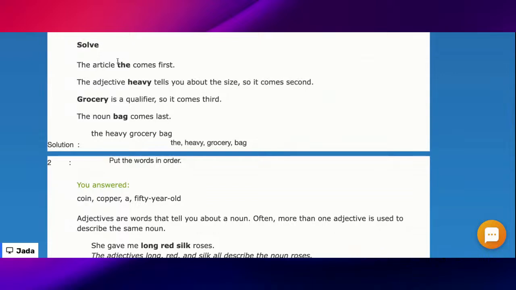So we have the coming first. The article could be either the or a. The adjective heavy tells you about the size, so it comes next. Grocery is a qualifier, it comes third. So grocery, and then the noun is bag. Okay, so we have the heavy grocery bag. That's what we'll be doing in this particular test. We have to put the words together.